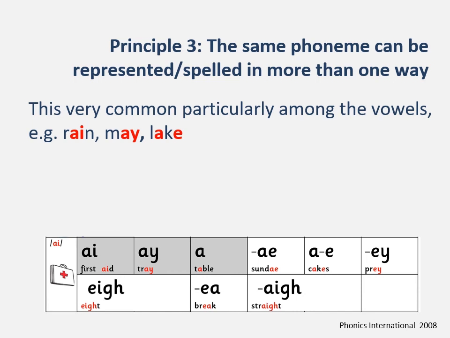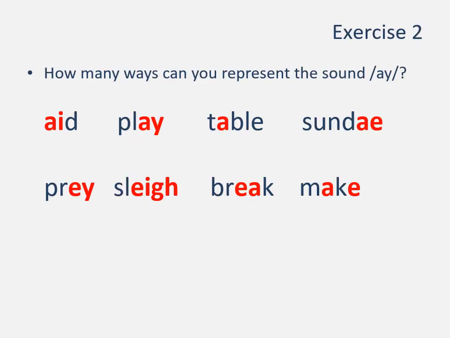The third principle, that the same phoneme can be represented or spelled in more than one way, is one that we have been using already. We have actually been putting that principle into practice. It's very common among vowels, and you can see in the table at the bottom there are different ways that the AY sound can be represented. And we did the exercise with A to make that point. So we're not going to dwell on that. We have already explored it. It is the third principle. You need to remember it, but we have already done that.